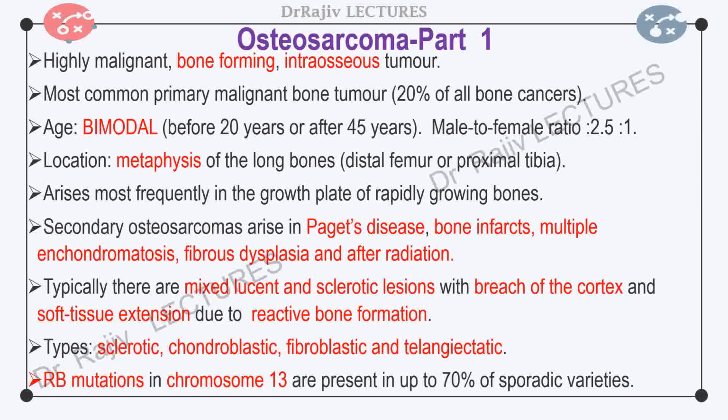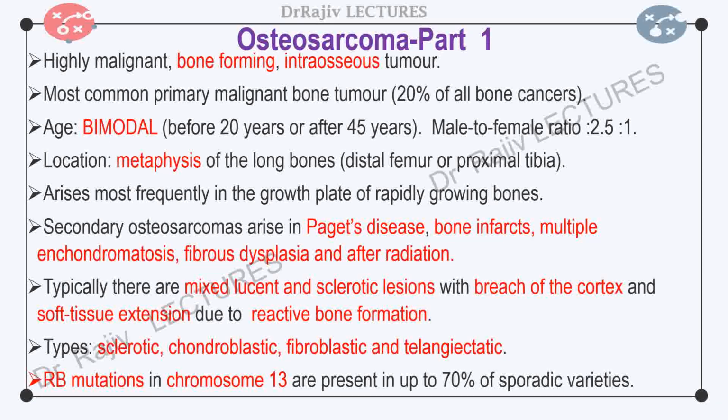The age distribution of osteosarcoma is bimodal, with 75% of cases occurring before 20 years of age. The peak incidence is during the adolescent growth spurt. The tumor arises most frequently in the growth plate of rapidly growing bones. A second peak occurs in older adults after 45 years.